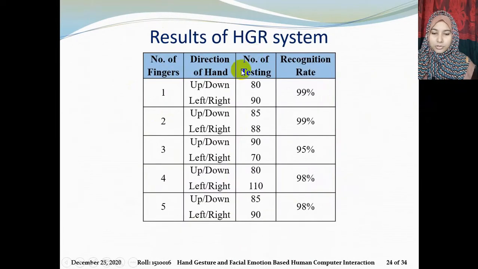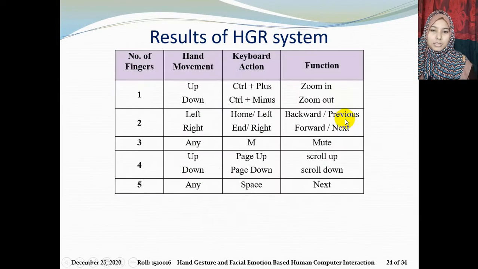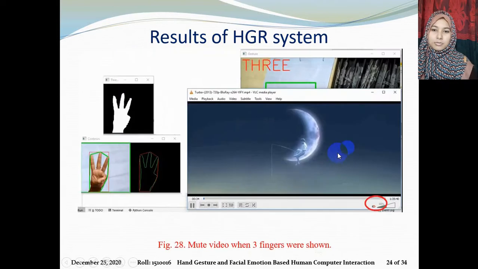And this is the result of the hand gesture recognition system, and the accuracy was around 97% for detecting the number of fingers and their direction. Here we have used the keyboard to give instructions to control different functions for different applications. This one system can control multiple applications because we are giving the instruction via the keyboard instead of a particular application. When 3 fingers are shown in front of the camera while the video is running on an application, it becomes mute.